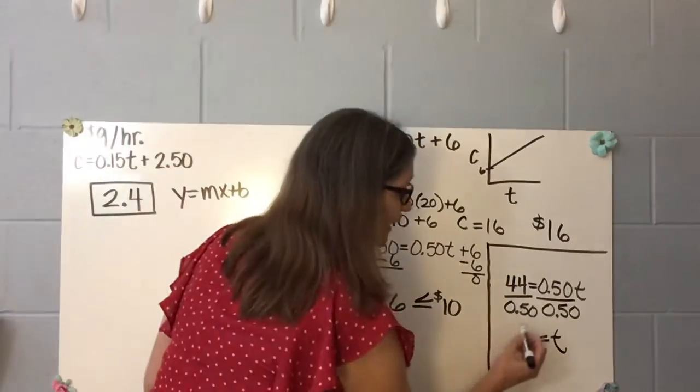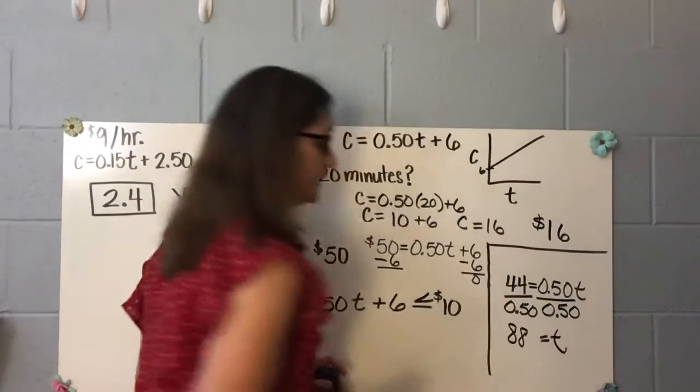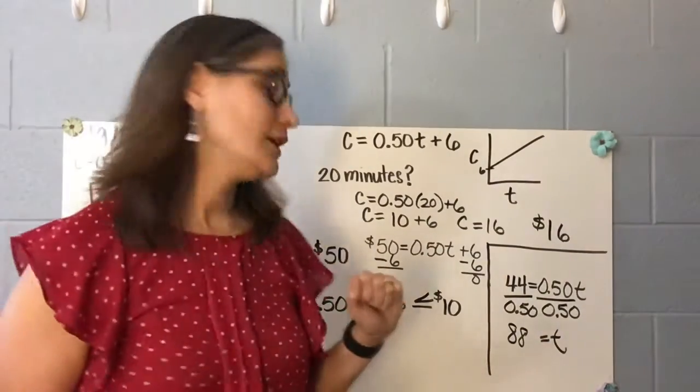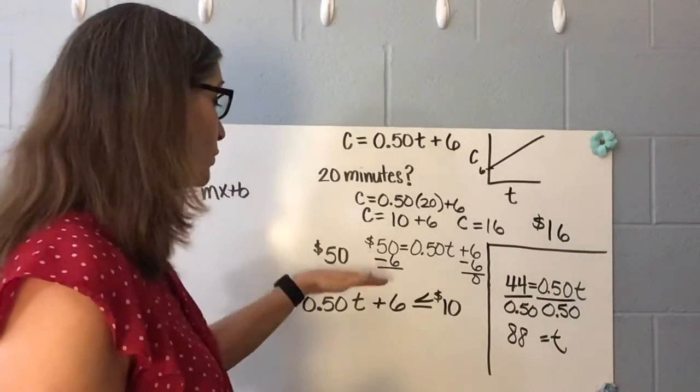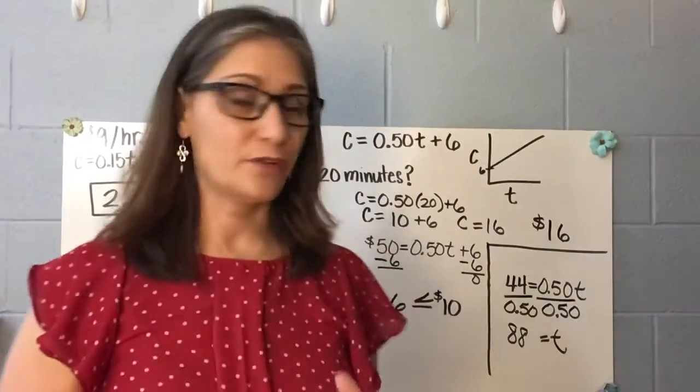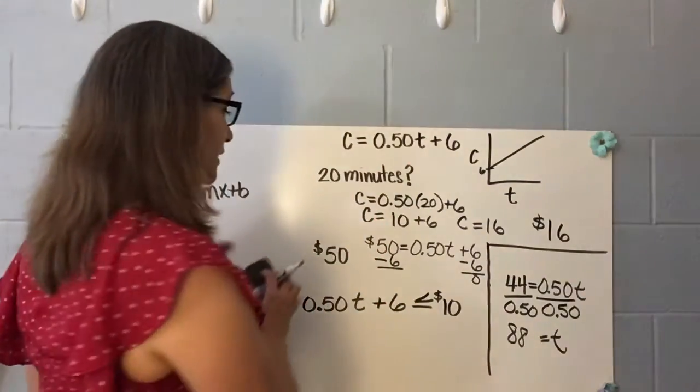So 44 divided in half is the 88 I was thinking. So the original question was, how long can the person go if they have $50 to spend? And they can go 88 minutes, so way over an hour for my vehicle. Okay, I'm going to erase some of this.